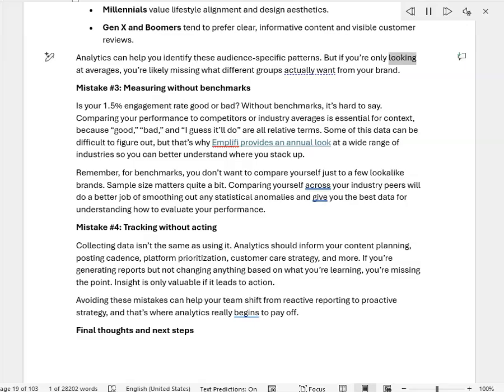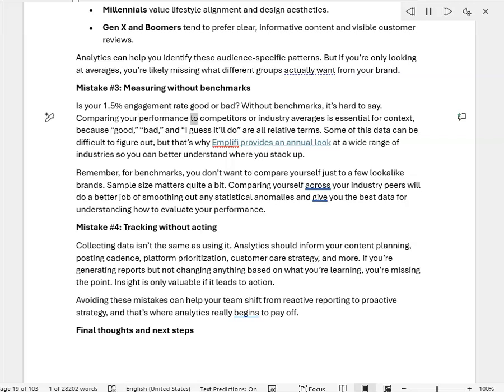But if you're only looking at averages, you're likely missing what different groups actually want from your brand. Mistake number 3: measuring without benchmarks. Is your 1.5% engagement rate good or bad? Without benchmarks, it's hard to say.